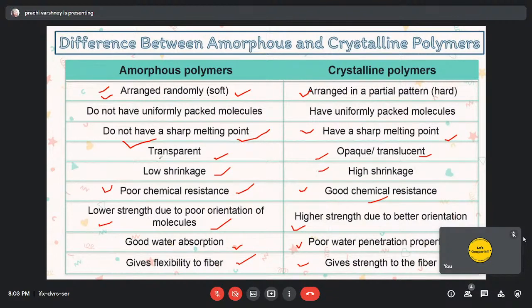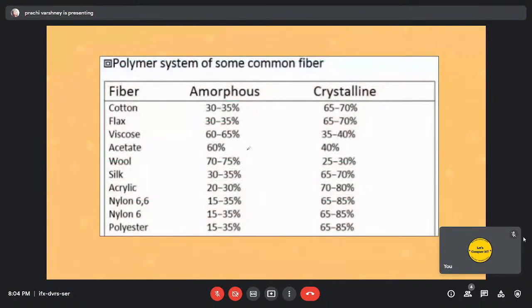This is a very important topic again, and they can ask any kind of question, like directly asking the properties of amorphous resin or the properties of crystalline resins. Next, there are different kinds of fibers, and they have different amounts of amorphous and crystalline resins. Like I told you, their ratio can differ.